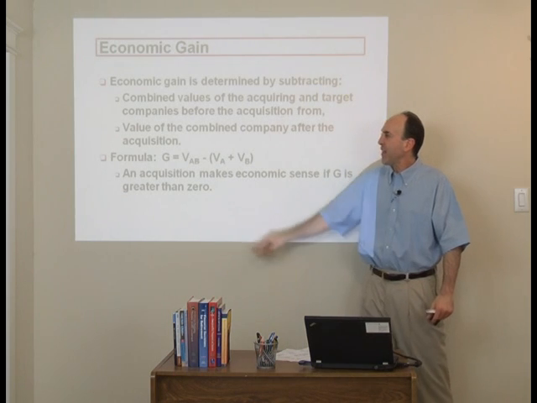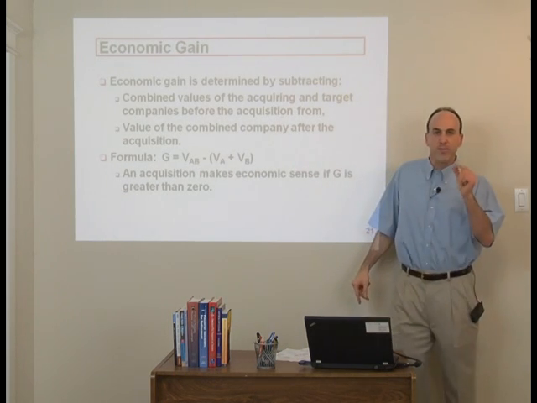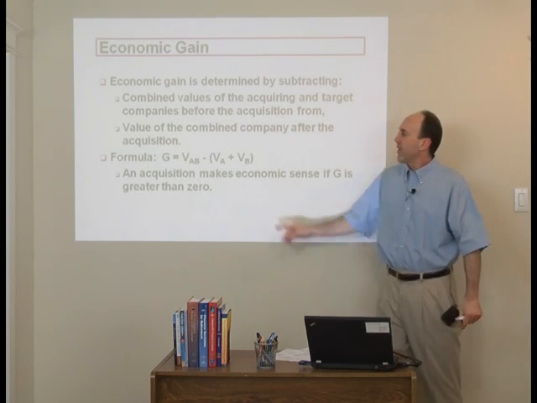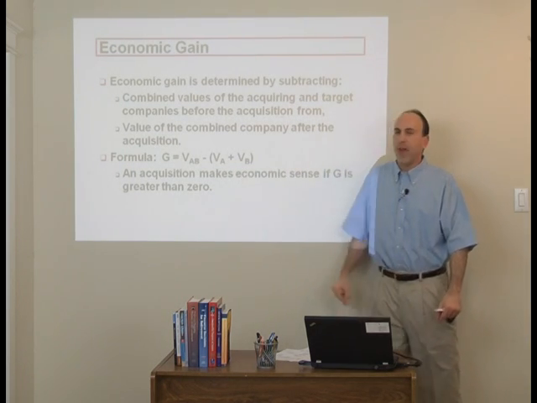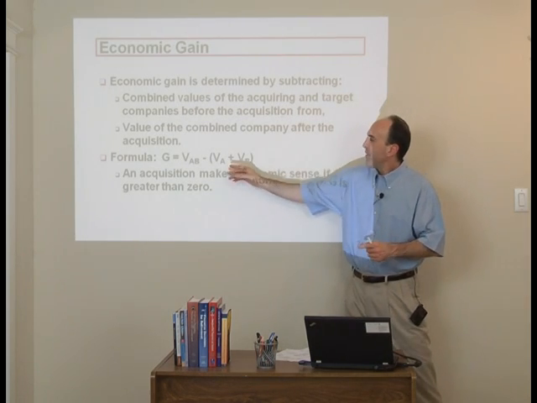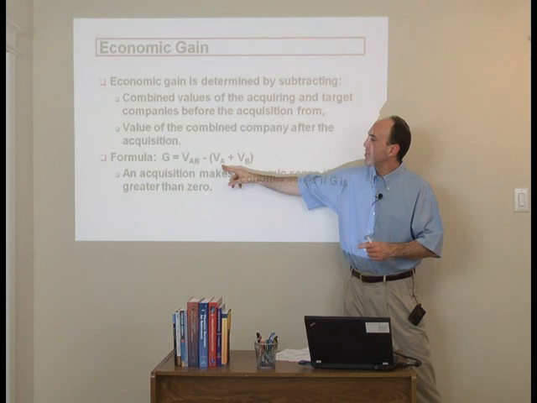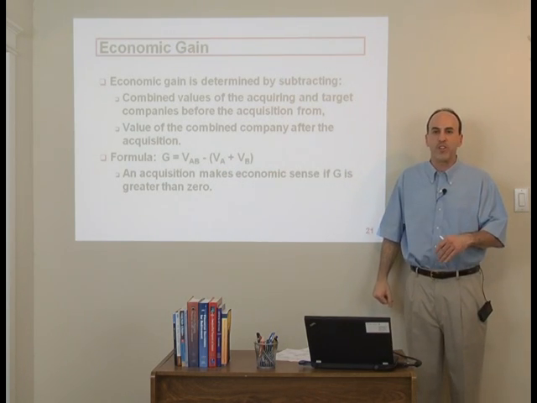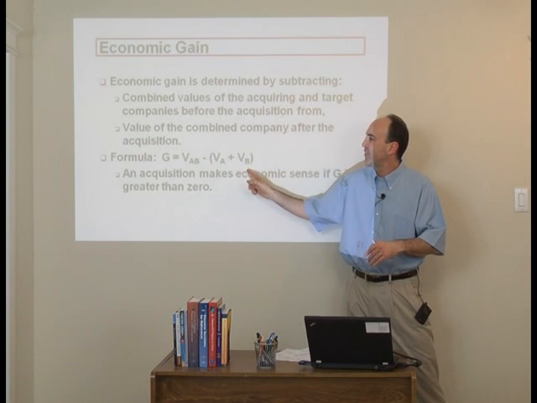to do is take the value of the combined company and subtract out the combination of the values of the separate companies before the acquisition. So let's say that we have company A was worth 100 million and company B was worth 50 million before the acquisition. Well, then we'd add that up and that's 150 million.